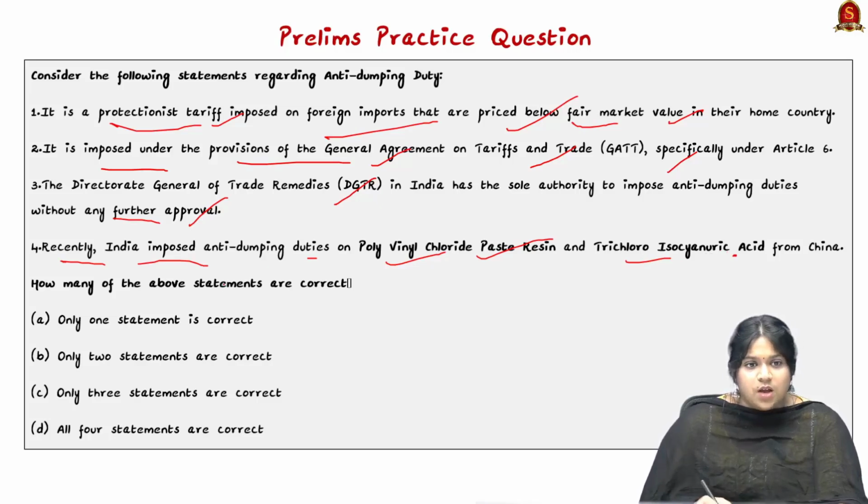So how many of the above statements are correct? Only one statement is correct, only 2 statements are correct, 3 statements, or all the 4 statements are right.